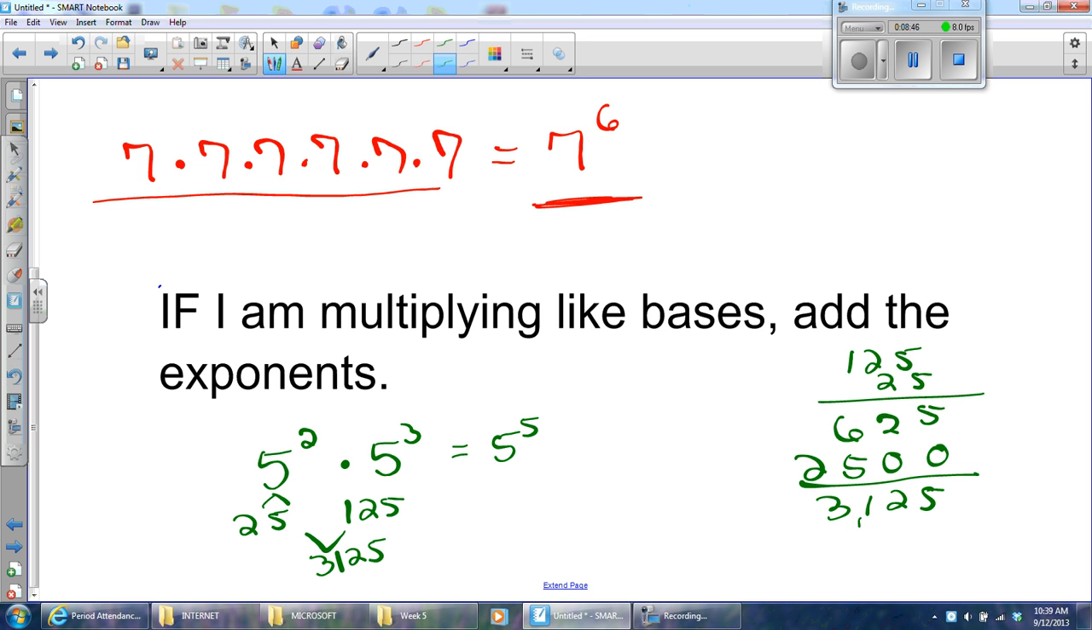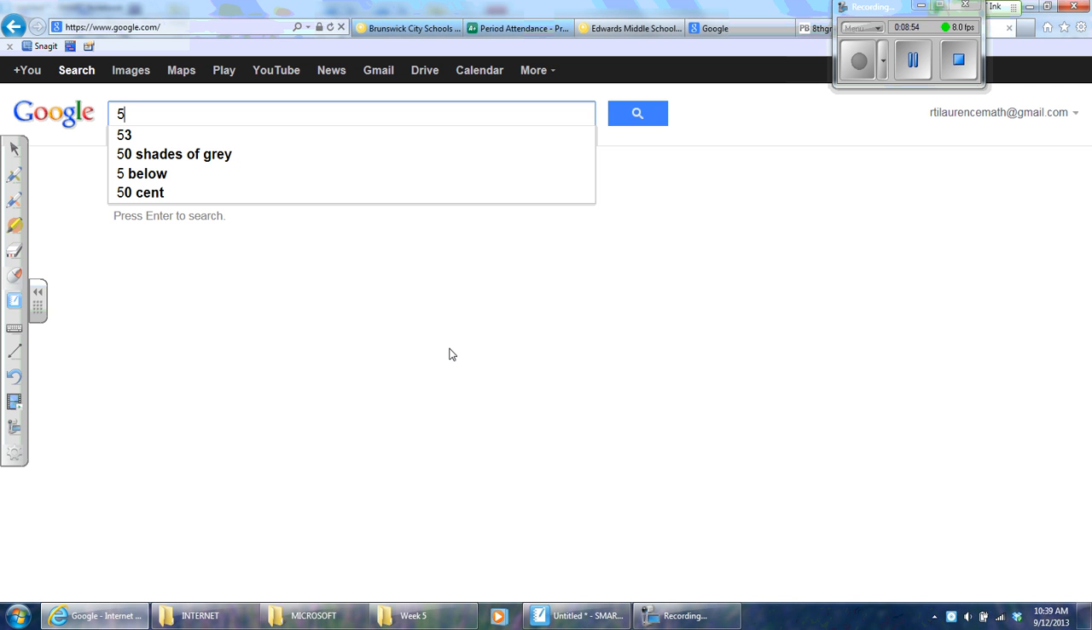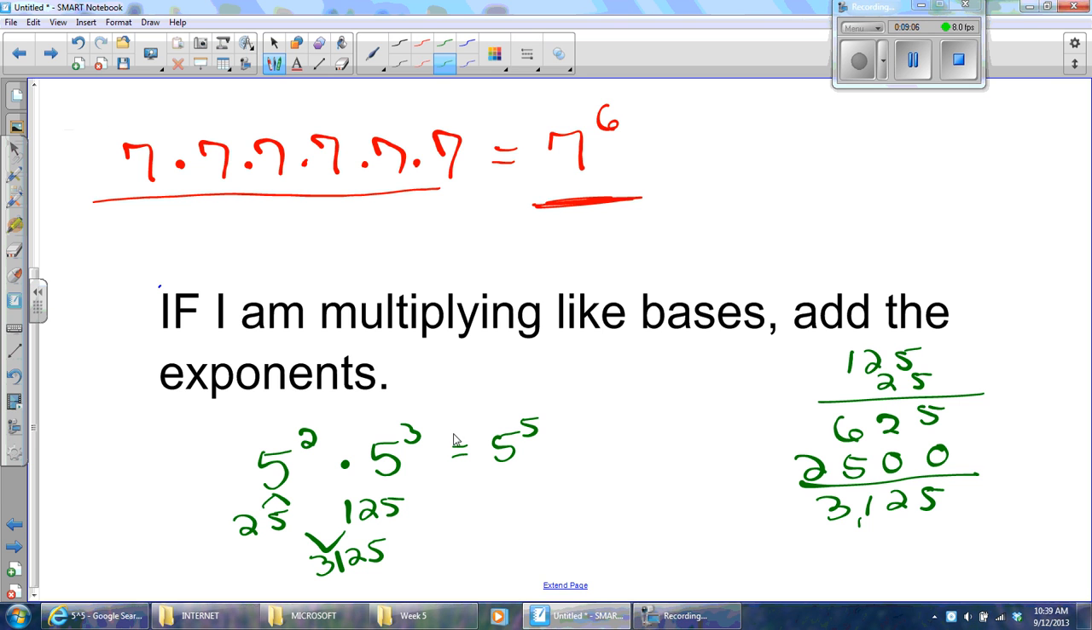Well, let me go to Google. Okay, remember we got 3,125. And what if I do 5, and this little caret means to the power of, 5th power. And let's see what the calculator tells me, 3,125. I got the same answer. So you see, it doesn't apply to just variables.